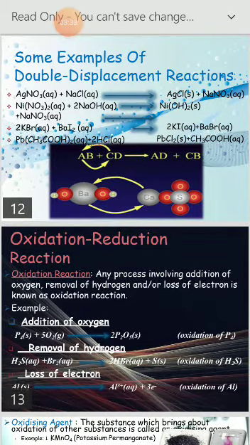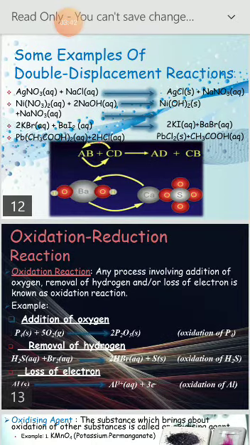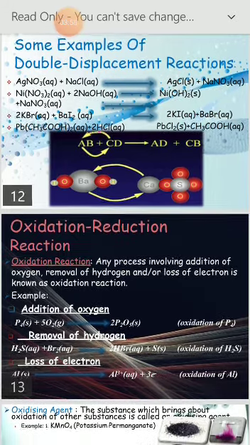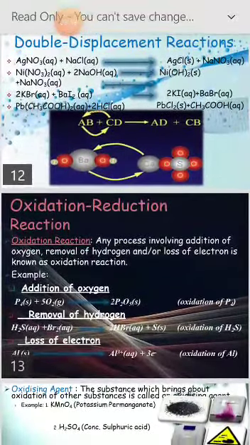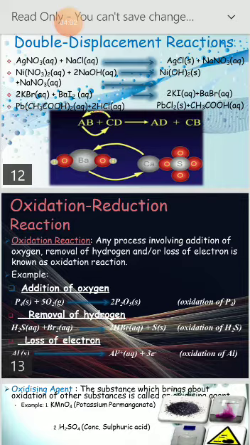For example, phosphorus reacts with oxygen to form phosphorus pentoxide. Here oxidation of phosphorus takes place because phosphorus adds oxygen to form phosphorus pentoxide. Removal of hydrogen is also considered as oxidation. For example, hydrogen sulfide reacts with bromine to form hydrogen bromide plus sulfur. In this reaction, hydrogen sulfide loses hydrogen and is said to be oxidized.